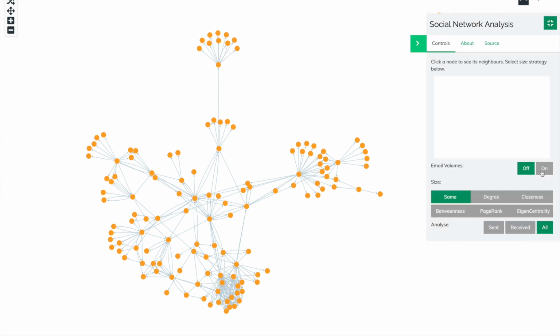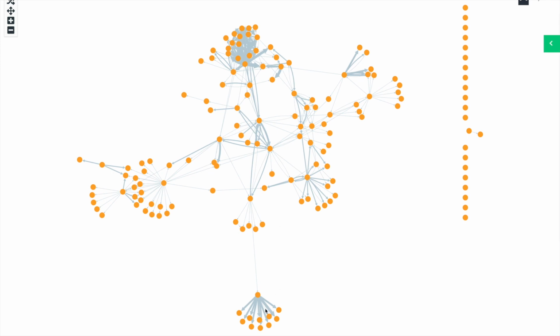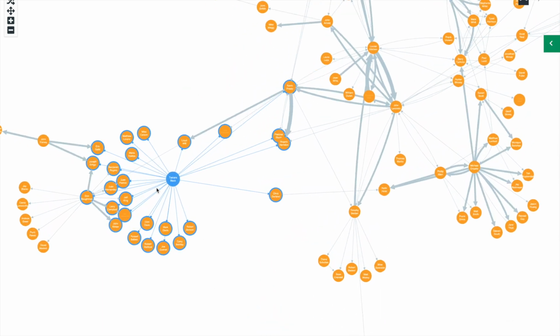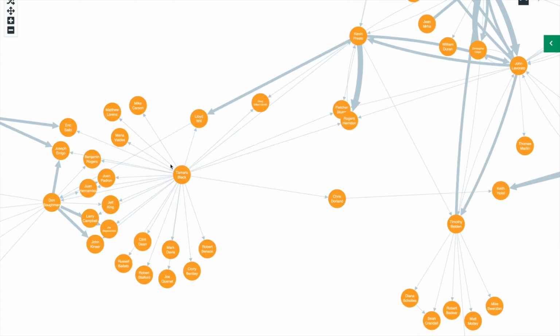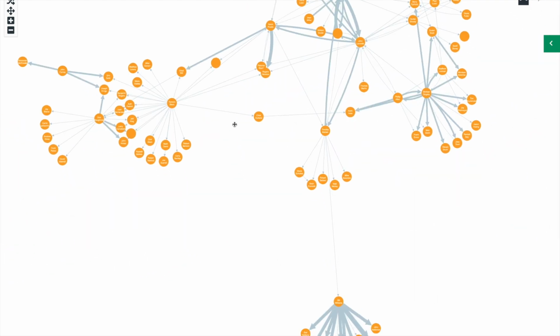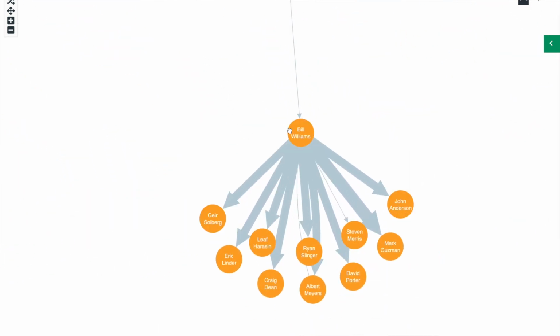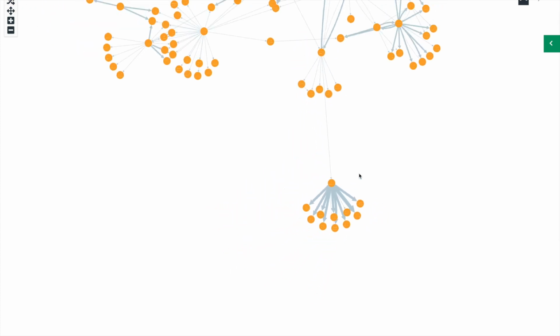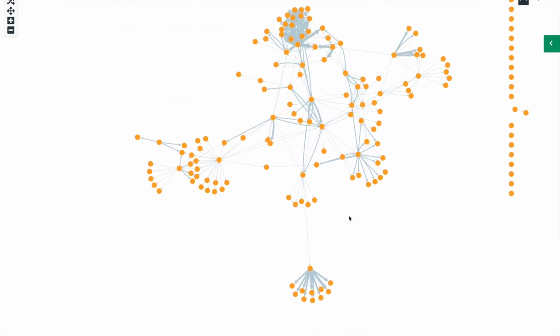We can add a bit more color to this by choosing to represent the number of emails sent by the thickness of the arrow. So now we can see people who send a lot of emails have very thick connections between them. We can see that this person here, although they talk to a lot of people and they're a bit of a hub, they're not really sending very many. Whereas down here, Bill Williams is sending an awful lot of emails out and not getting very much in return. And you can probably learn an awful lot about team dynamics and management styles in this picture.